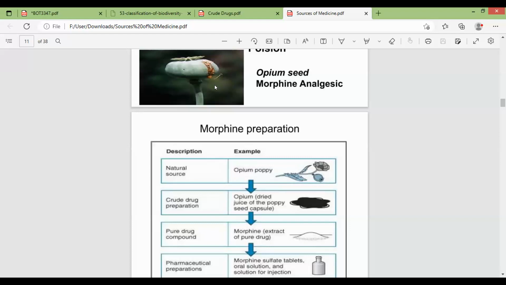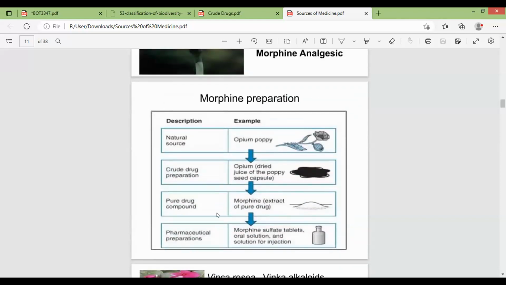Or to put it better, the active ingredient has not been extracted. Because we know inside this fruit or this juice, it's more than morphine that is inside there. It has other ingredients, other chemicals in it. It's not just pure morphine inside there, okay? So that's what a crude drug is.